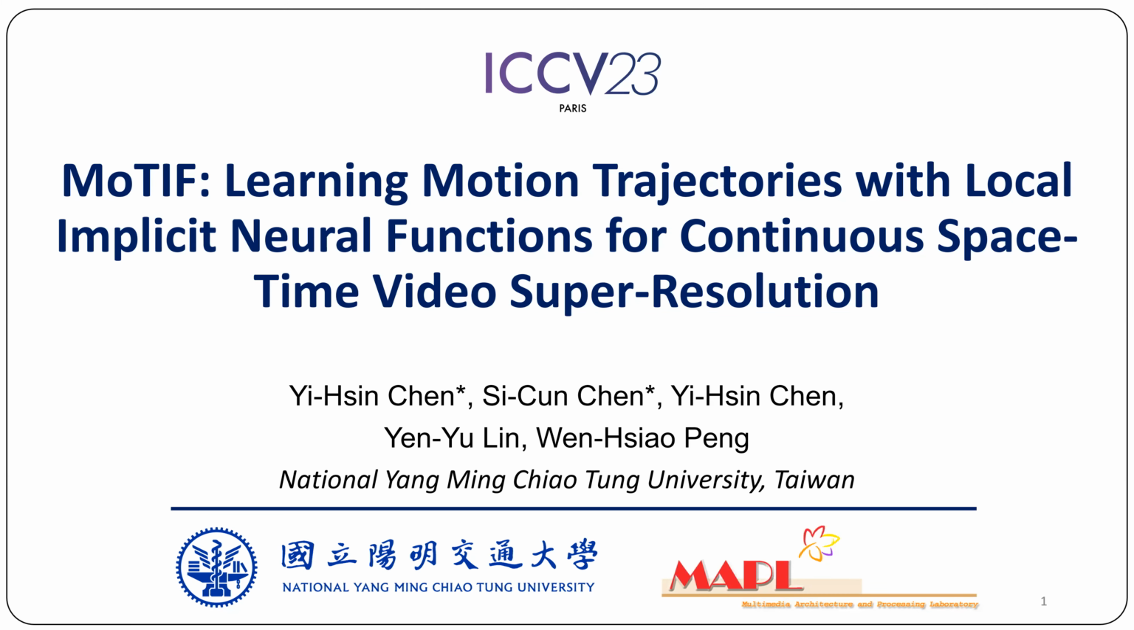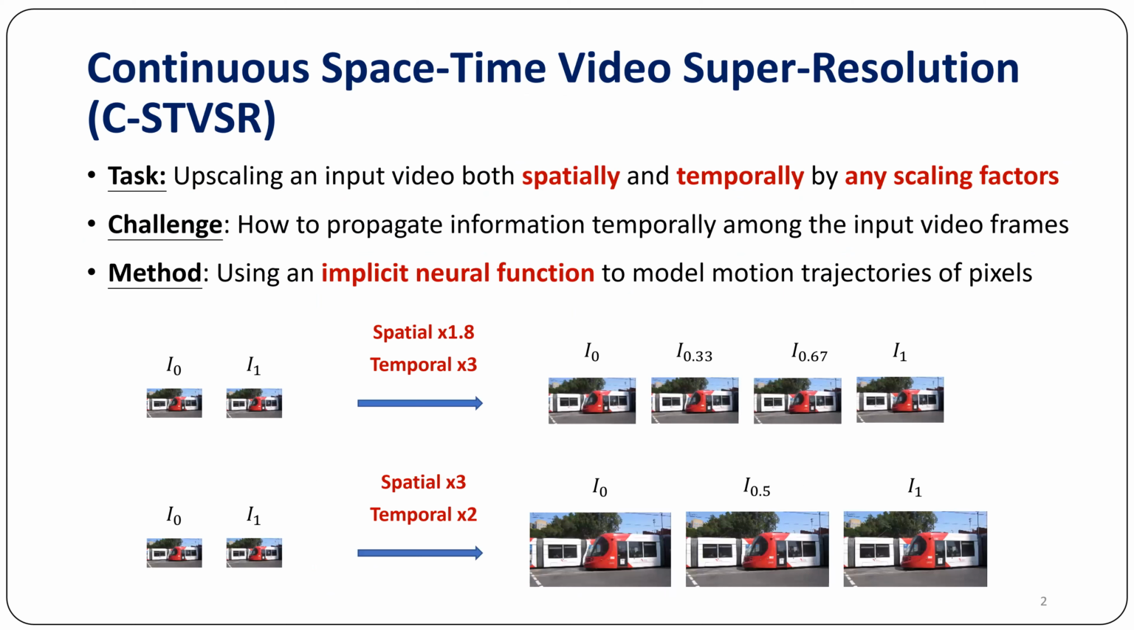Hello everyone, in this video I'll introduce our work, MoTIF: Learning Motion Trajectories with Local Implicit Neural Function for Continuous Spacetime Video Super Resolution. This work addresses continuous spacetime video super resolution, which aims to upscale an input video both spatially and temporally by any scaling factor with only one model.